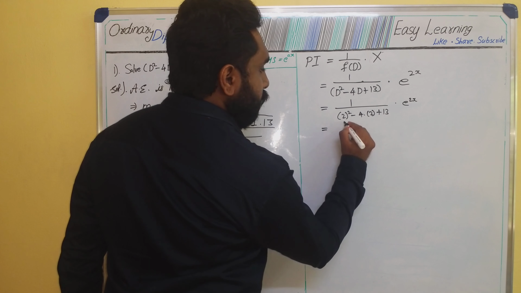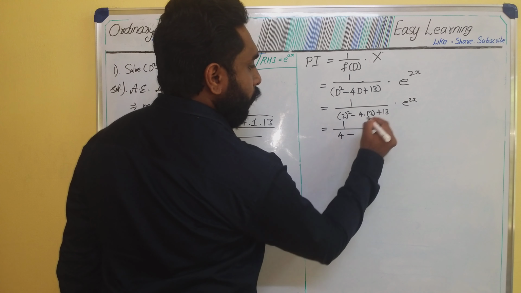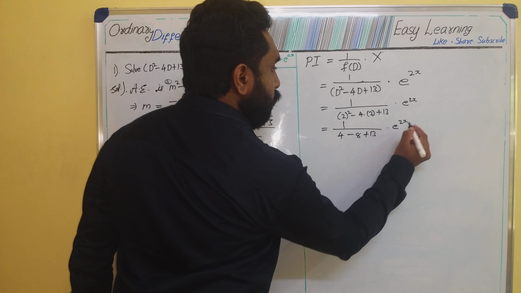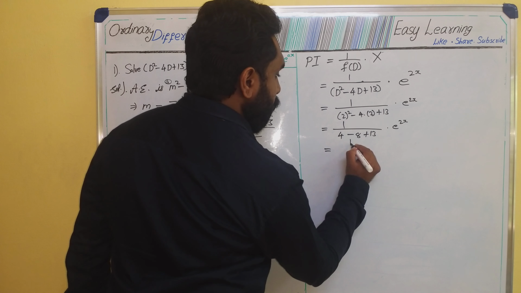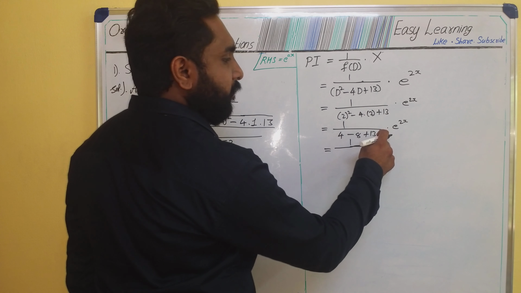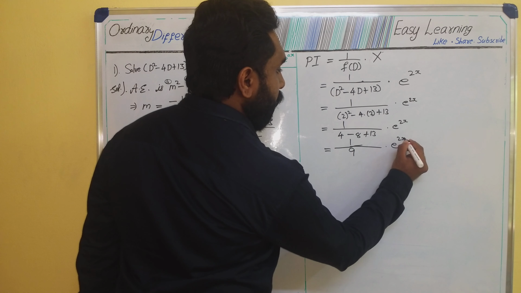So it is d square, that is 2 square, minus 4 into 2 plus 13, into e power 2x. That is equal to 1 by 2 square 4, minus 4 into 2 is 8, plus 13, into e power 2x. That is equal to 1 by 4 minus 8 gives minus 4, minus 4 plus 13 is 9. 9 into e power 2x. So this is the particular integral of this problem.